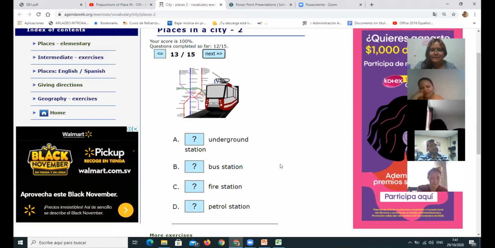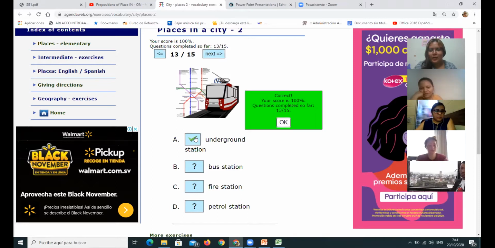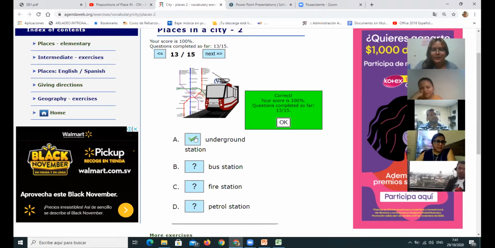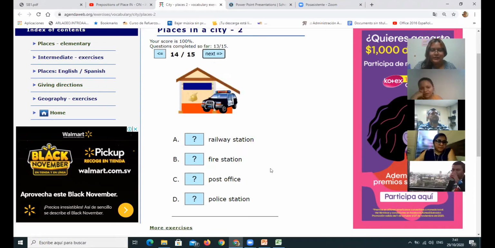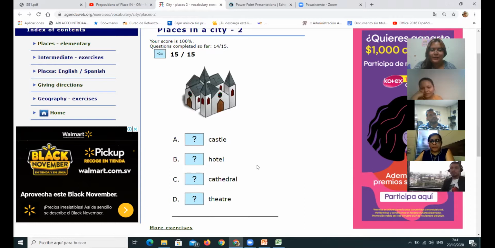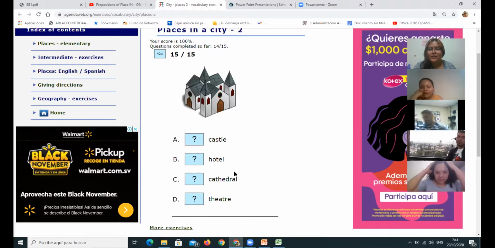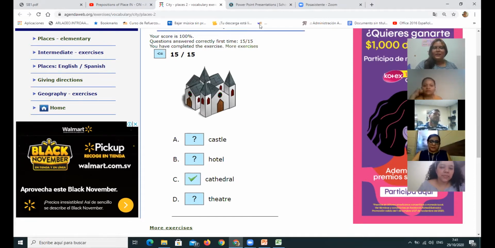13. Underground station. Okay. Yes. Underground station. And the number 14. Police station. And the last one. Cathedral. How do you pronounce it? Cathedral. The cathedral. Very good. So this is some vocabulary that we have related to places in the city.